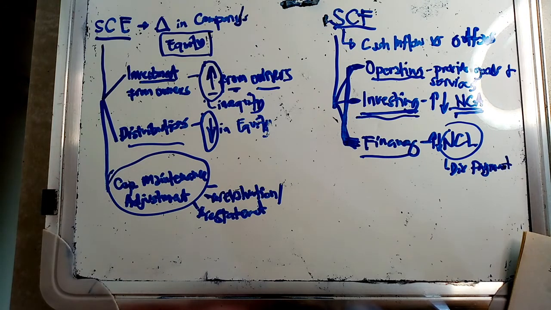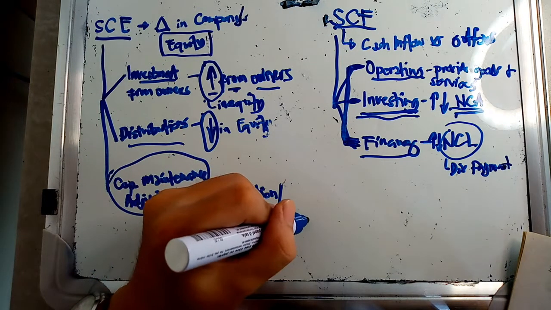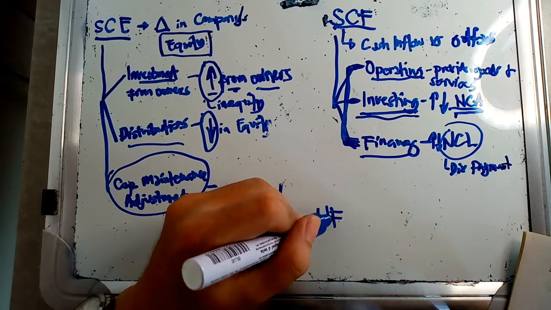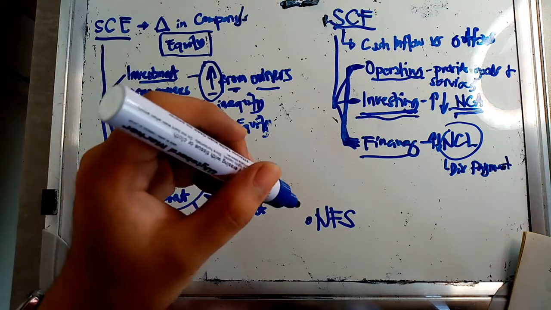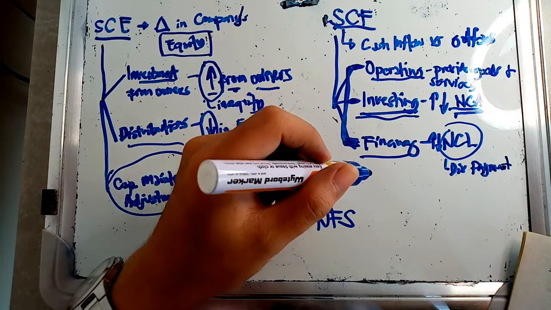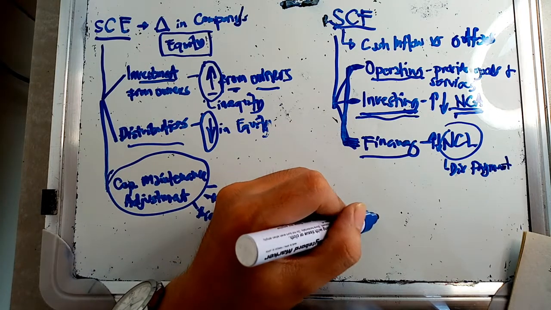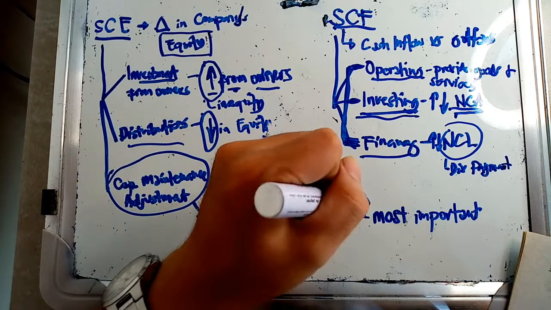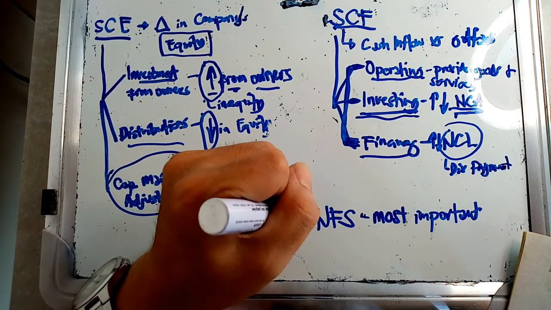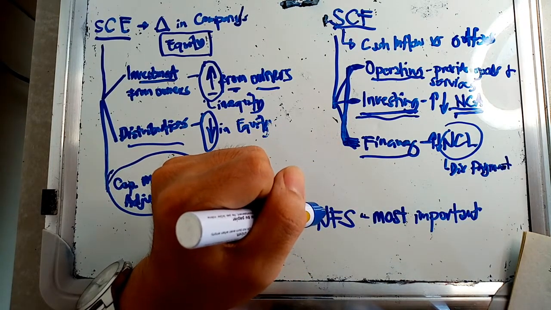So, the last one, habol ko na lang, is the notes to financial statement. It is a disclosure, perhaps the most important accounting principle to the users of financial statement. So, ito yung pinaka-importante na part ng financial statement kasi dito, ini-explain niya lahat.